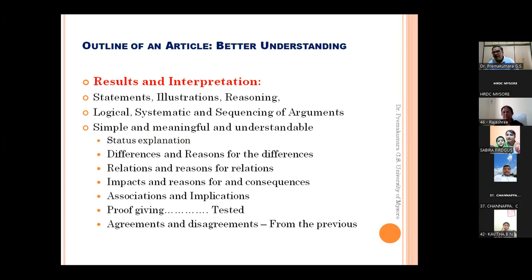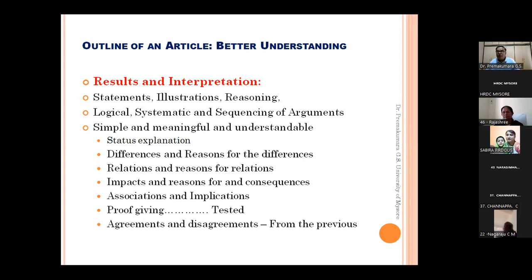You can write your results in the form of statements, or in the form of illustrations or reasoning, or you can logically present your results. And there should be systematic sequencing of arguments: what has to come first, what has to come next. As much as possible, let it be very simple, let it be meaningful, and understood by the readers.